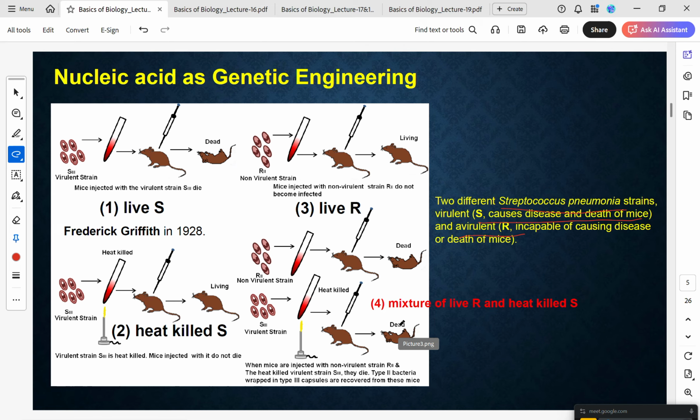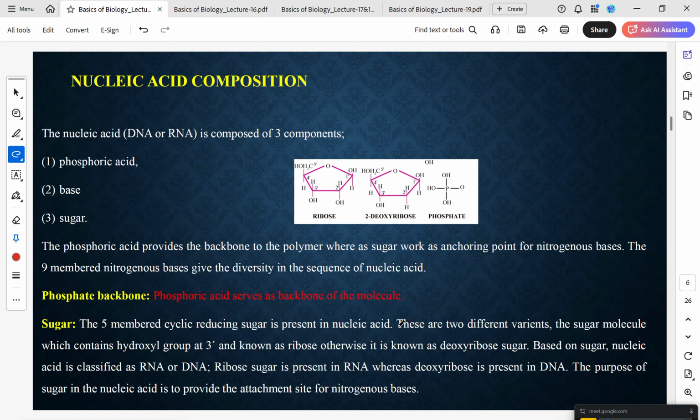This experiment, along with Hershey-Chase's and Avery-MacLeod's experiments, shows that nucleic acid is in fact the genetic material that gets transformed from one generation to another. Now, coming to the composition of nucleic acids, be it DNA or RNA, it's mostly composed of three components: the phosphoric acid or the phosphate group, the base, and the sugar.